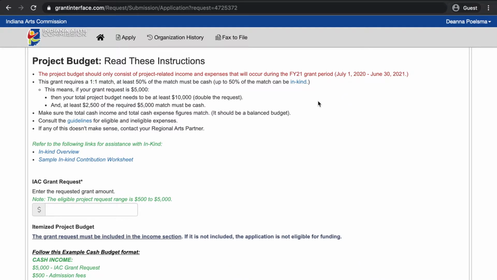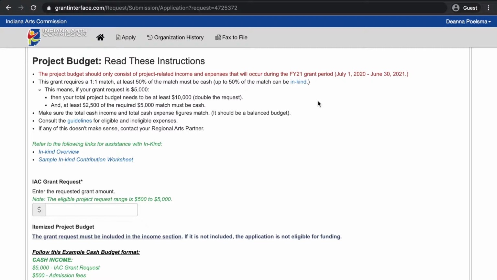Okay, so you are an organization filling out your project budget. There's a few things that you should be aware of before beginning this section. The first is that your project budget should only consist of project-related income and expenses that occur during the grant period. This is July 1, 2020 through June 30th, 2021.